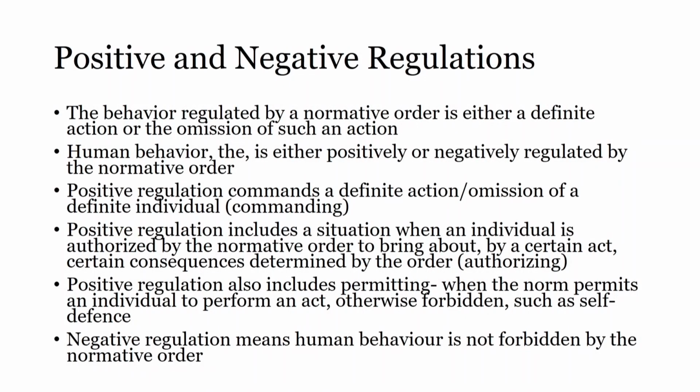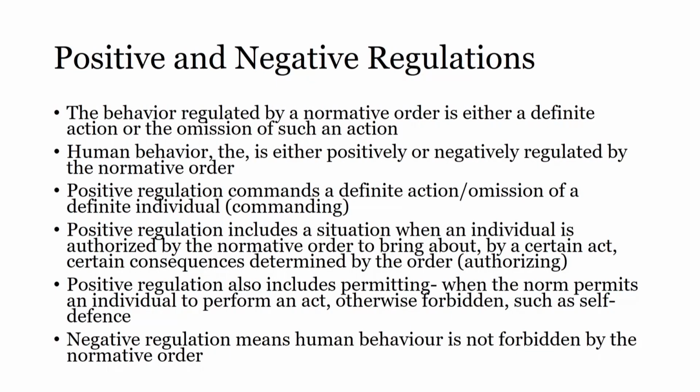So, that is called positive regulation, and this includes such a situation when an individual is authorized by the normative order to bring about certain consequences determined by the order. So, this is about authorizing. You authorize when an individual is authorized to bring about certain consequences. You can take the example of police, how police is authorized to do some act of law and order, how to protect the law and order of a particular place. Authorized in doing that, police can arrest persons also. You can see that in the new BNSS and BNS.